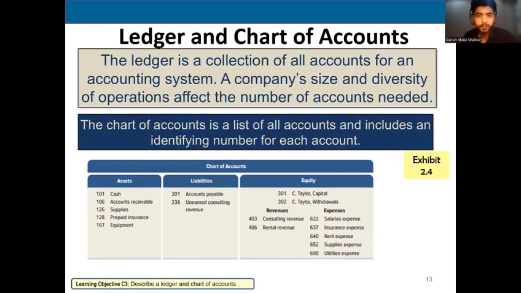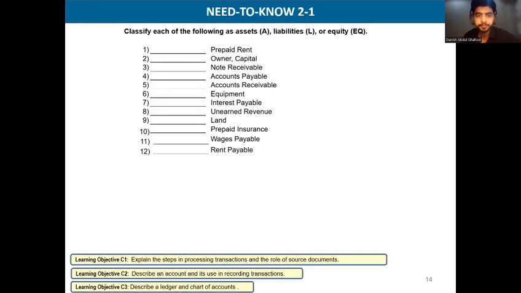Okay guys, let's move to the next slide. For right now, we have discussed account segregation. You should be able to identify the account head: is it an asset, a liability, or equity? This is a small quiz for you. You have to identify which of these are classified into assets, liabilities, and equity. Take your time and segregate these based on your understanding of the previous concepts.